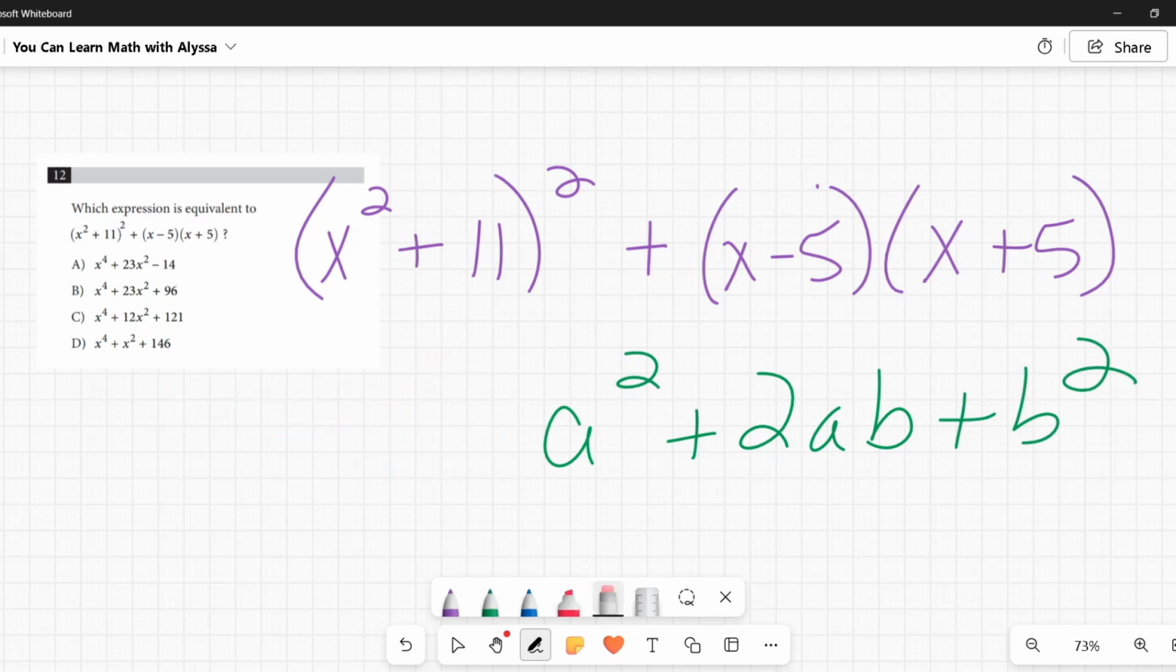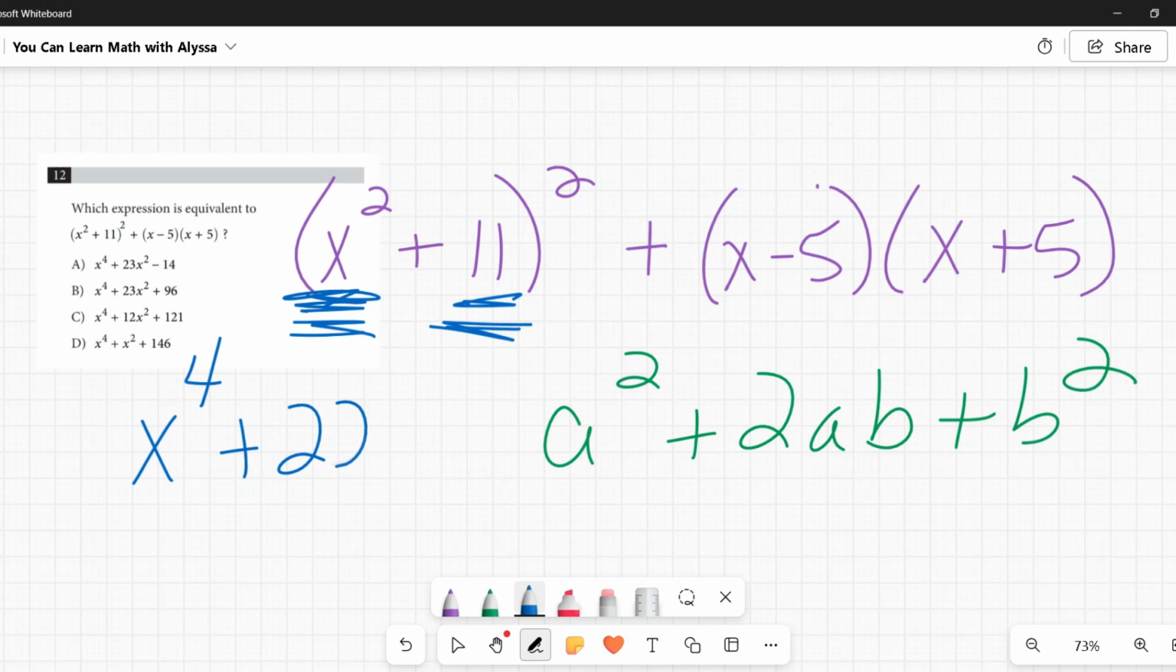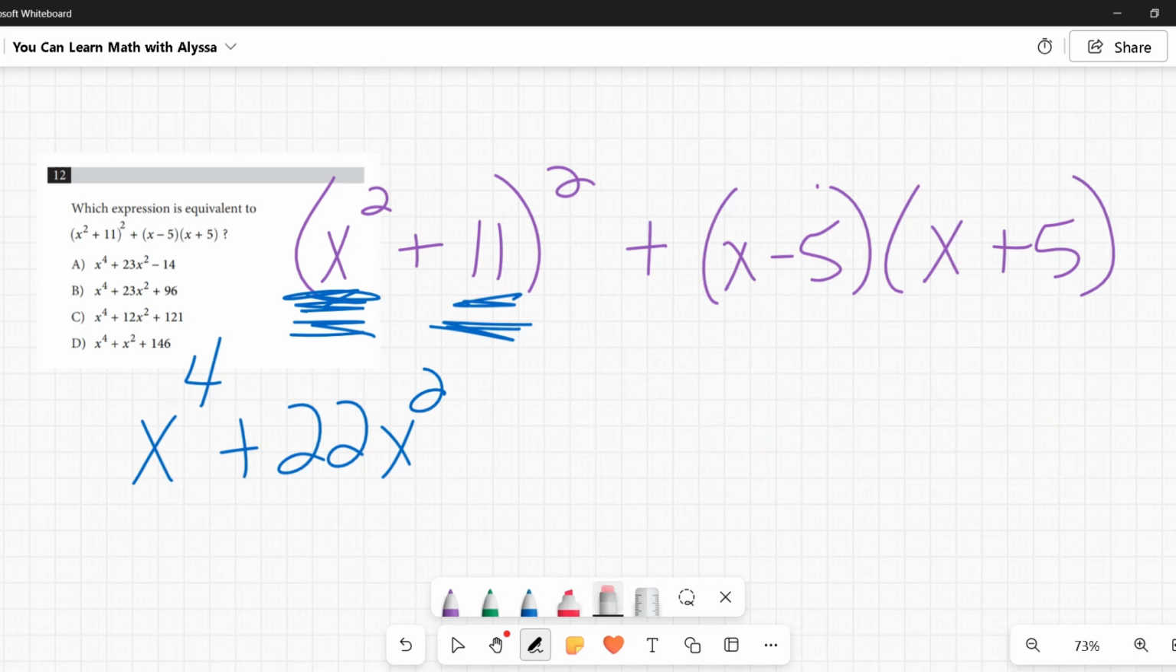So I can do that with these up here. This is my a, this is my b. So first my a squared, x squared squared, x squared times x squared is x to the 4th. 2 times a times b, 2 times x squared times 11. 2 times 11 is 22, times x squared is 22x squared. And then my last term is b squared, so 11 squared is, erase that for room, 121.